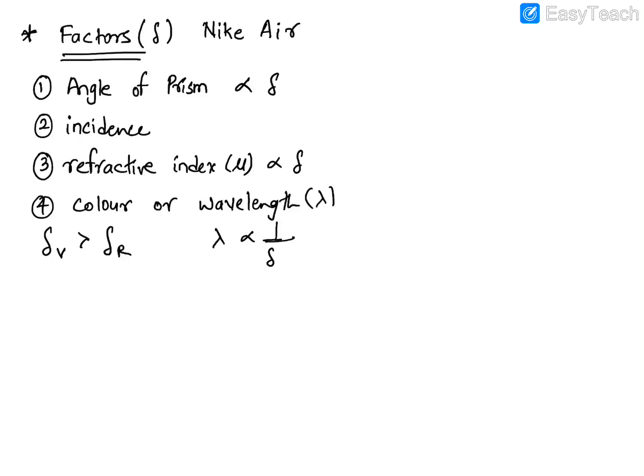Now why did we write air out there? So we wrote air because it is AIR here, see: angle of prism, angle of incidence, and the refractive index. So these are the four factors actually affecting, but I've written only air because the fourth, as I said, is already included in the third one.